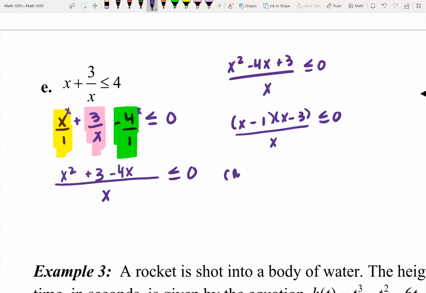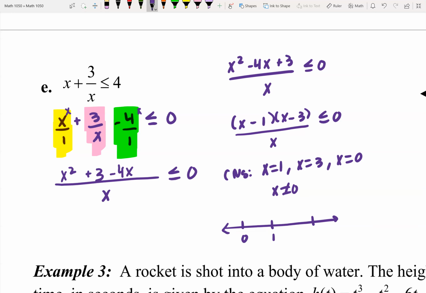Next step is critical numbers. So my critical numbers are x equals 1, x equals 3, x equals 0. Restrictions, x cannot be 0. Go to your number line. The 0's on the left. Right next to it is a 1. A little further away is a 3. The 1 is open, the 0 is open. The 1 and the 3 are both closed. All my exponents are 1, so I know my signs are going to alternate.